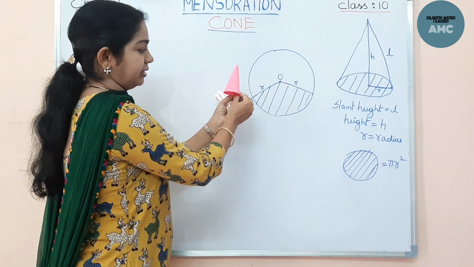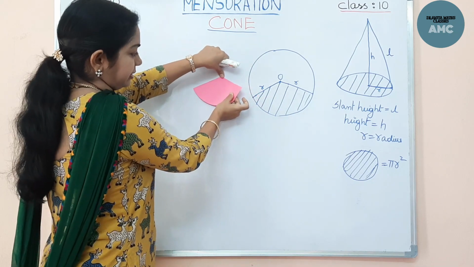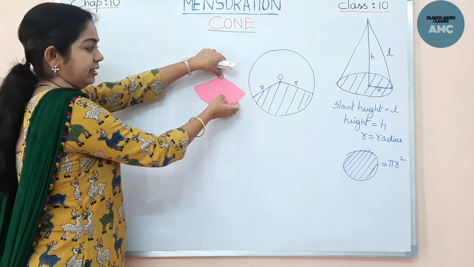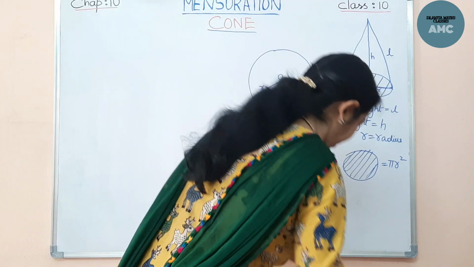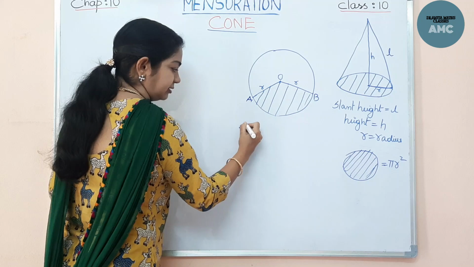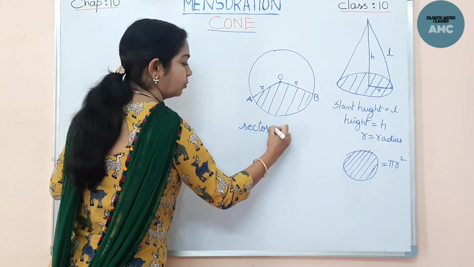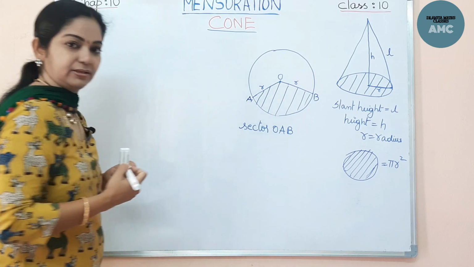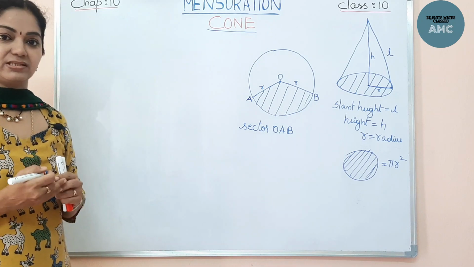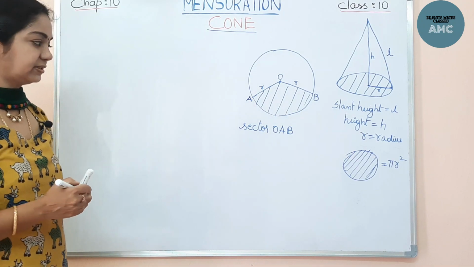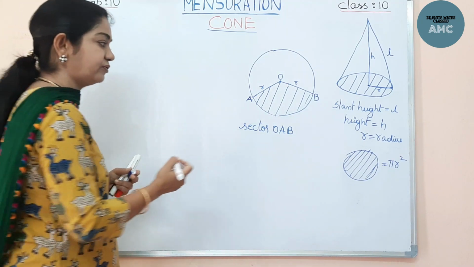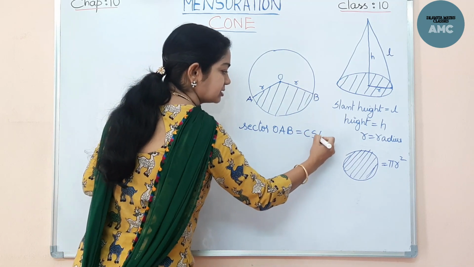Now if you open it, this is a sector. This is the center which I am keeping with the thumb. So you have understood the cone here. Now if I say this is A, this is B, the sector here is OAB. You have studied the area of the sector in your previous classes, in the tangents and secants chapter. Here the sector area is equal to the curved surface area of the cone. This is equal to the CSA of the cone.